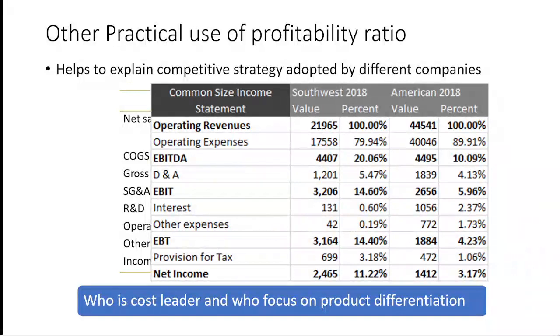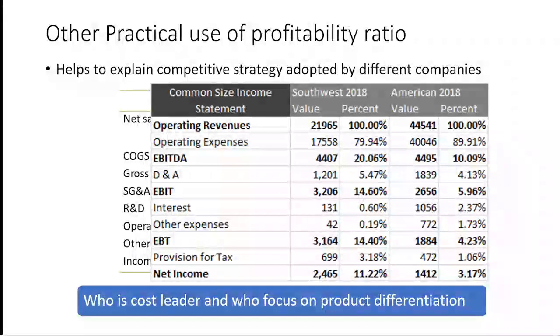So here's another example from another industry in a similar way, American Airlines versus Southwest, where we can see that the operating expenses of Southwest are 79%, while American is at 89%. So Southwest definitely runs low cost. It's a low cost airline. It has lower cost, so that's why their cost of sales is lower compared to American Airlines, which is a full-fledged airline, and they have more expenses compared to Southwest. So their EBITDA is different, their interest is different, the net profit margin is also much different, right?